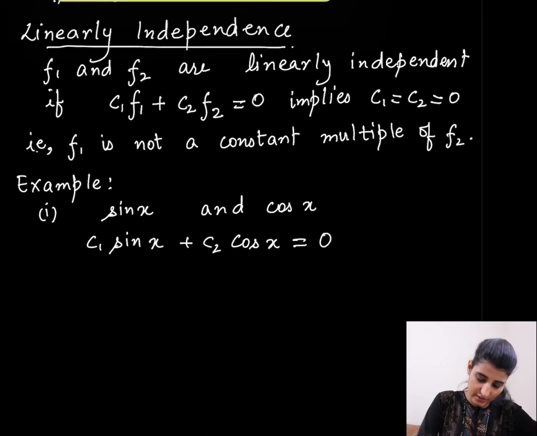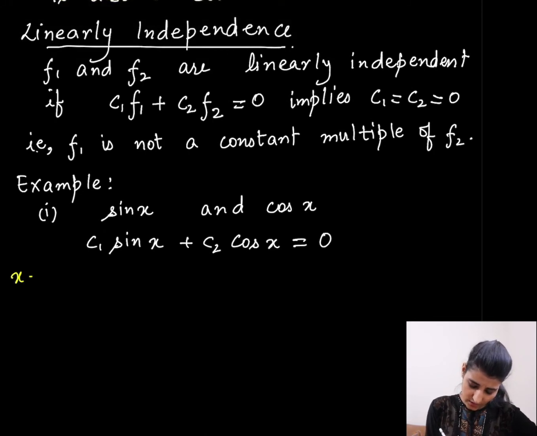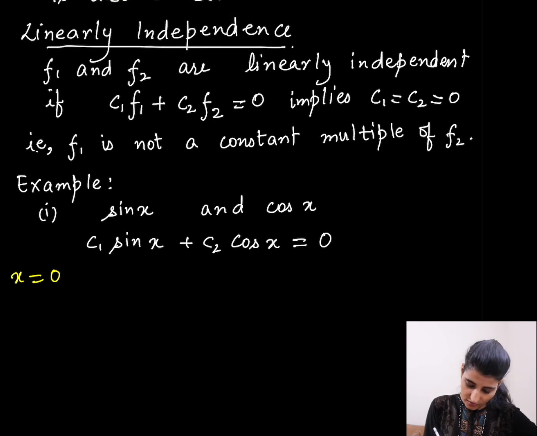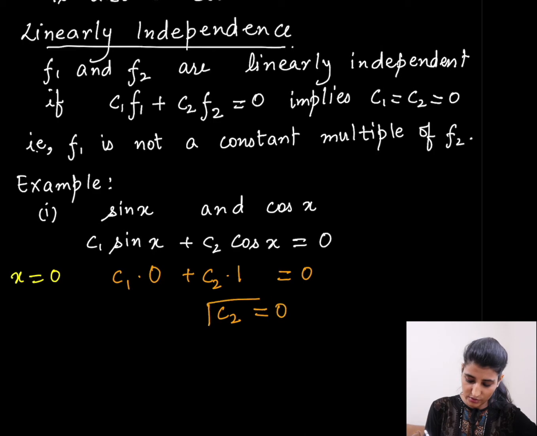Okay, let's try to prove this. So if we substitute x equal to 0, we want to prove that c1 and c2 are equal to 0 if we want to prove the linear independence. So if we substitute x equal to 0, what will we get? We will get c1 sin 0, which is 0, plus c2 cosine 0, which is 1, equal to 0. Means c2 is equal to 0.